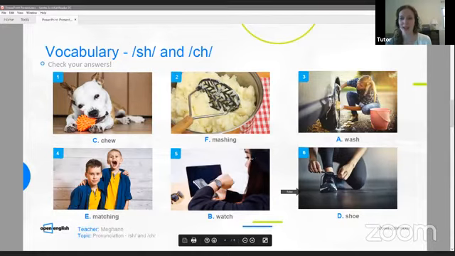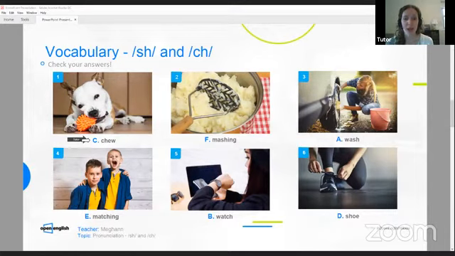Okay, let's check together. So picture number one is letter C, chew, masticar, chew. The dog chews on the toy. Picture number two is letter F, mashing. So in this picture, we see someone is mashing potatoes, haciendo patatas de puré. Picture number three is A, wash. Many students were correct. She is washing the car.